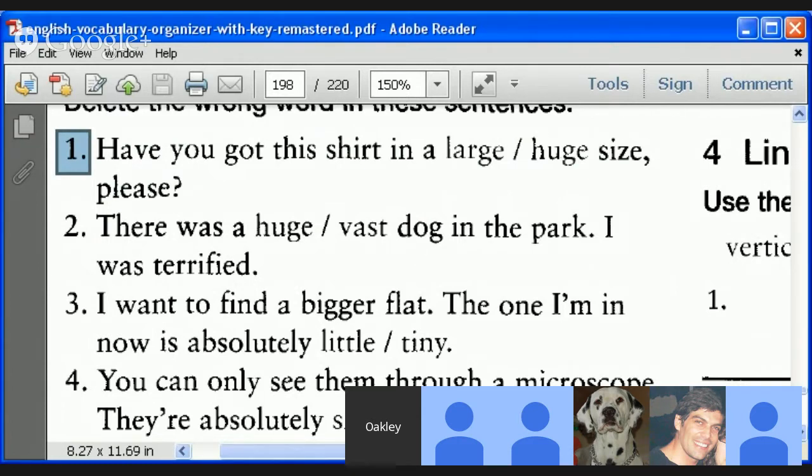Leo? Yes. Okay. Have you got this skirt in a large size, please? Right. Shirt. You would ask for a large shirt. Sometimes, of course, for clothing, we can use extra large, but we certainly don't say huge. You might need an extra large shirt, but it would sound very funny if you said huge. Yeah. Okay.